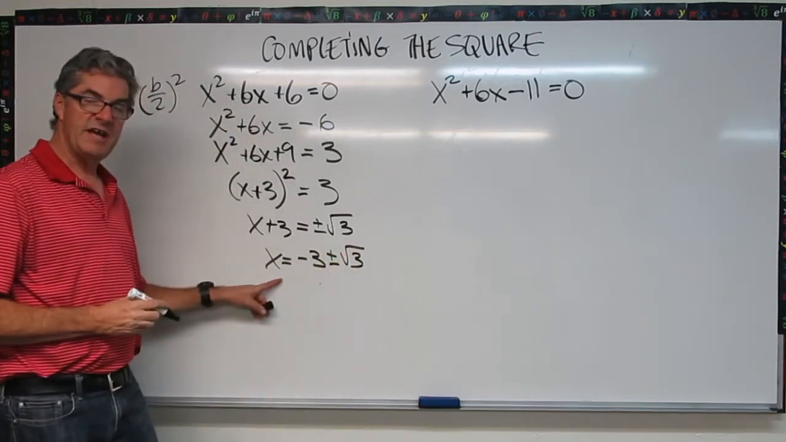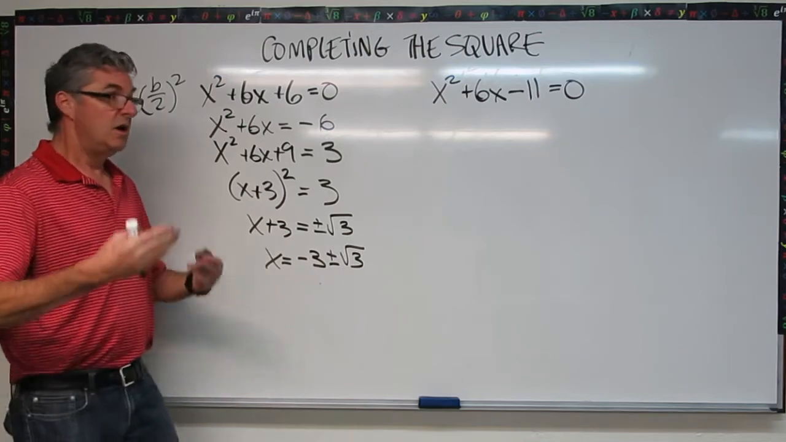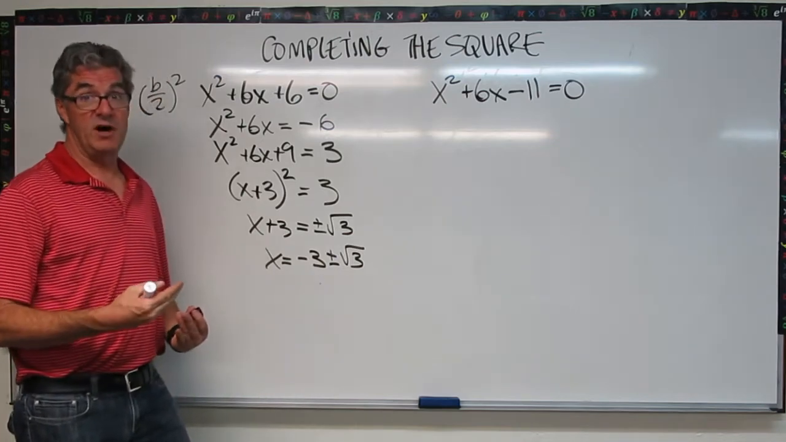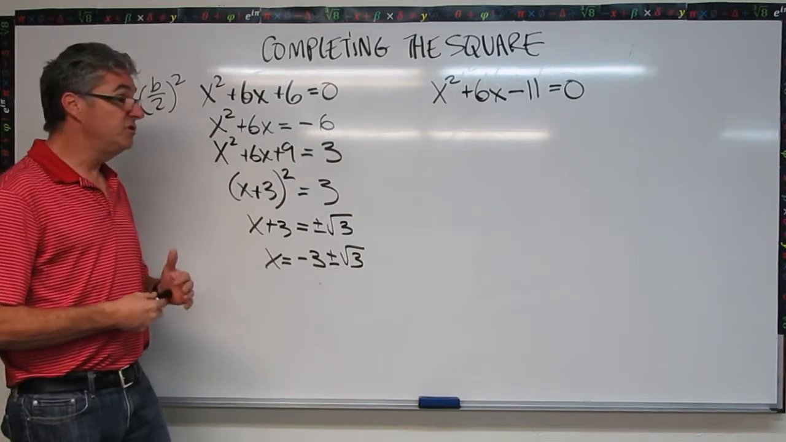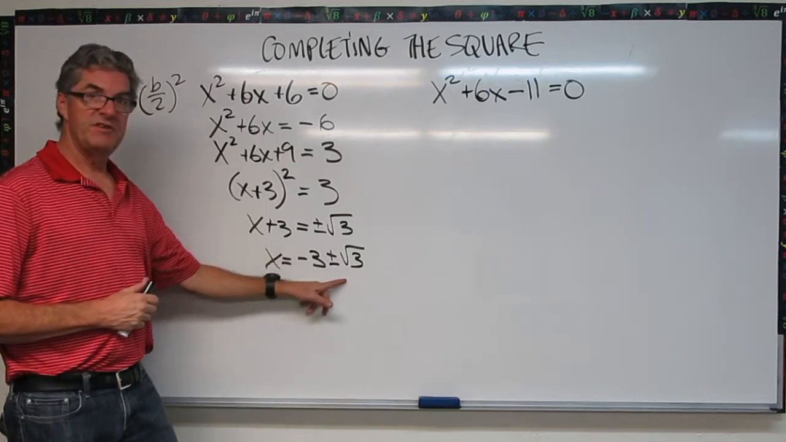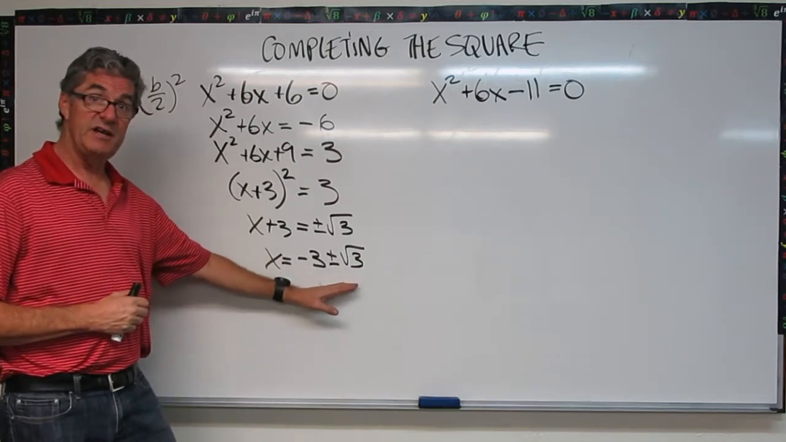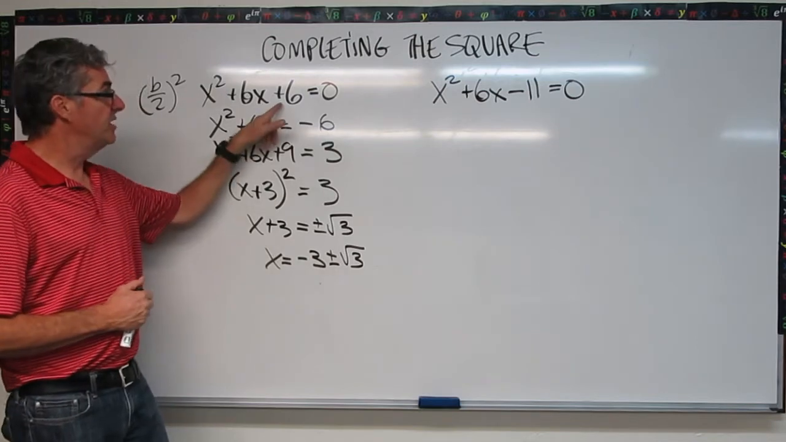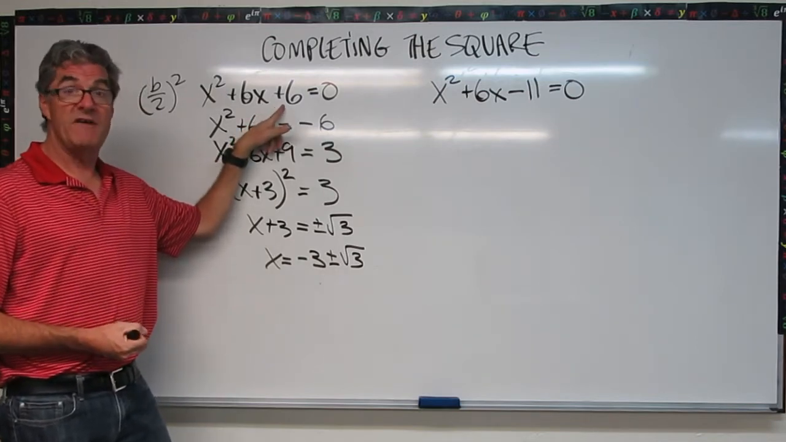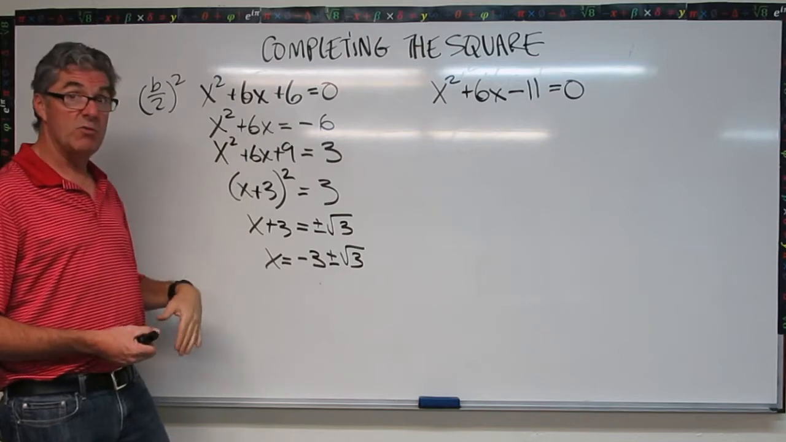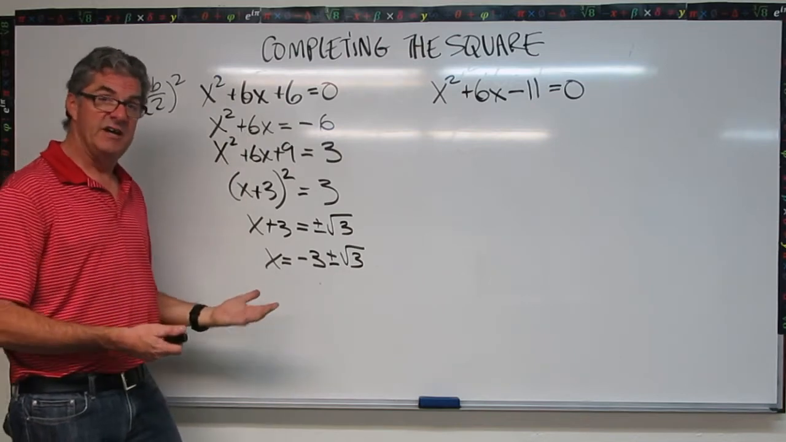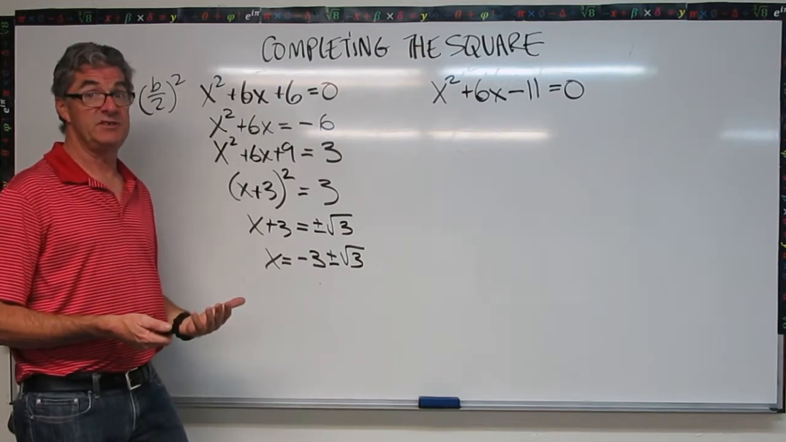Notice how we have an ugly answer. In fact, you probably noticed that all of these problems end up with ugly answers. In fact, if you do one of these and you wind up with nice integers, no roots on this side, that means that the original quadratic could have been solved by factoring. Completing the square will work on a factorable quadratic. It's just way more steps than you need to do.